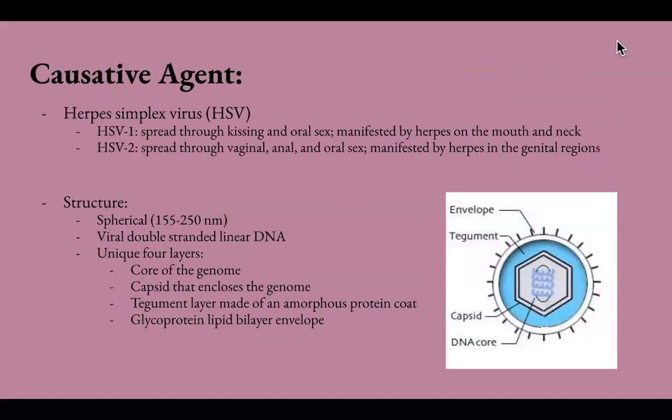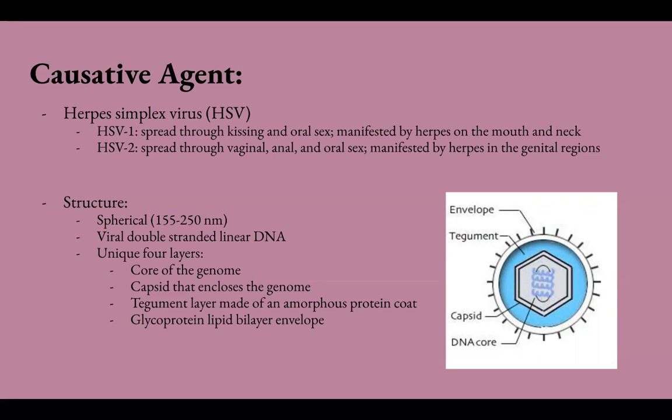So the agent that causes herpes is HSV, which is the herpes simplex virus. There's HSV1 and HSV2. HSV1 is spread mainly through kissing and oral sex and is manifested by herpes on the mouth and neck. HSV2 is spread through vaginal, anal, and oral sex and manifested by herpes in the genital regions.